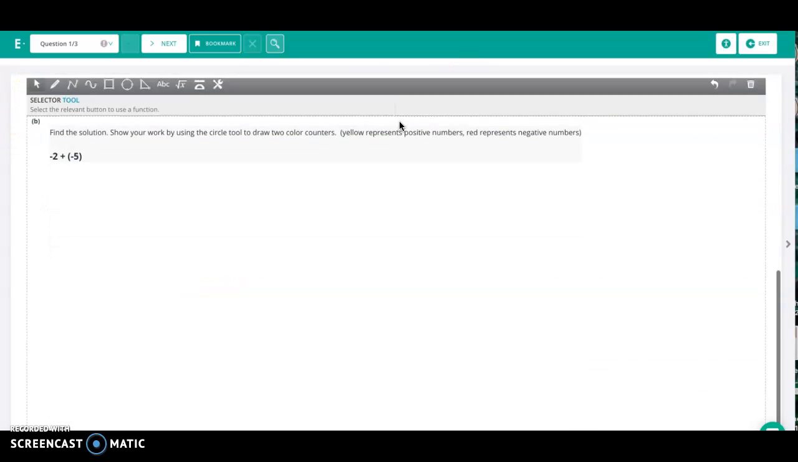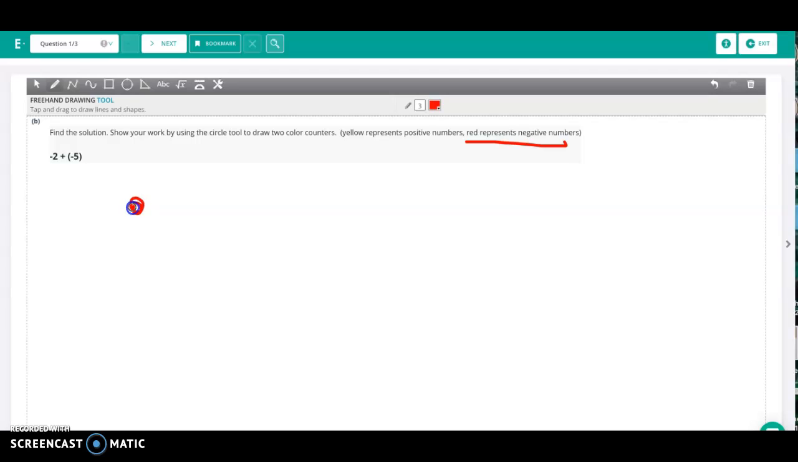And now to solve the same problem using two color counters, I need to remember that my negatives are represented by red, positives are represented by yellow. So it says -2 plus -5. Well, they're both negative numbers, so that means I'm only using red because red represents negative numbers.